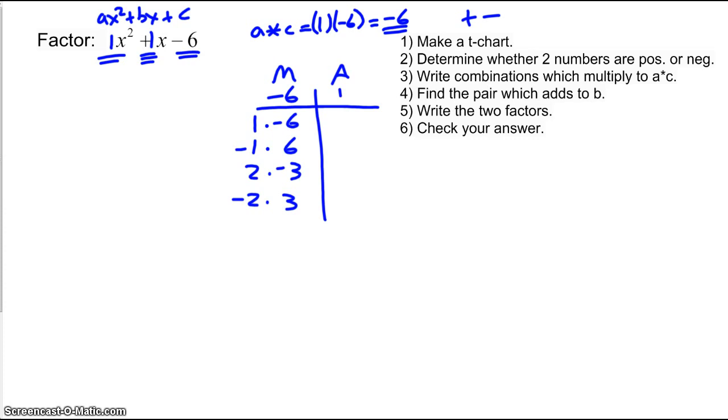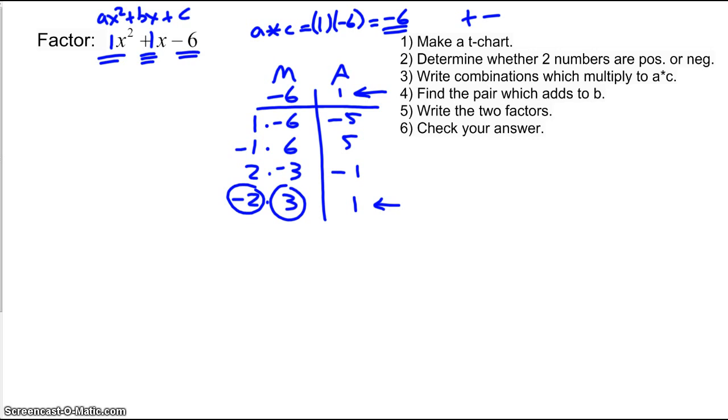All right, so then I'm going to add across each row. 1 plus negative 6 is negative 5. Negative 1 plus 6 is positive 5. 2 plus negative 3 is negative 1. Negative 2 plus 3 is positive 1. And then I look and say, okay, I need the two numbers to add to positive 1. That's this last row, and that means the numbers on the left, the negative 2 and the 3, are the two numbers that go in the factors.